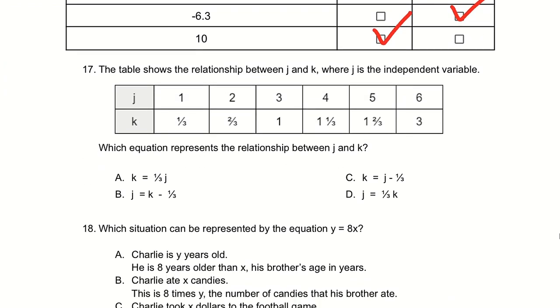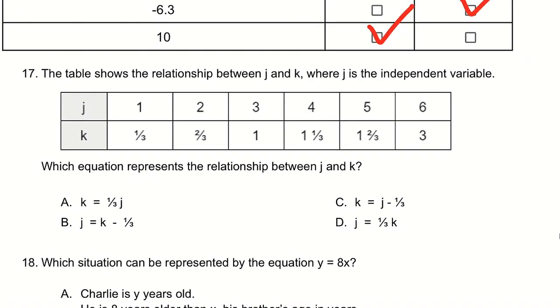Next. Okay, the table shows the relationship between J and K, where J is the independent variable. So which equation represents the relationship between J and K? First things first, I am going to label my table because I don't want to get confused. The top is always going to be my X, so I'm going to label it IX for independent. And then K is my Y, so that's going to be DY.